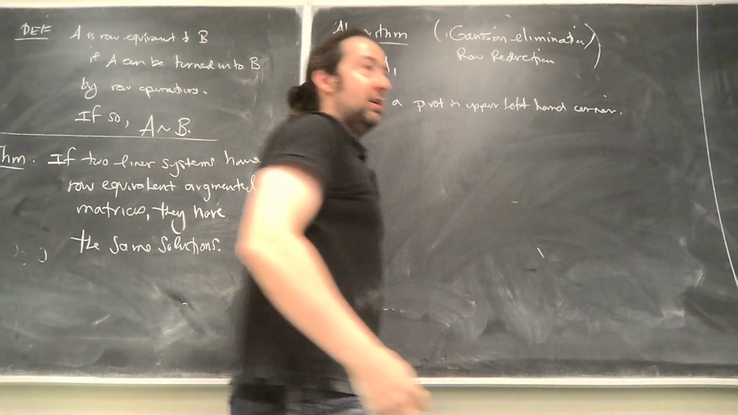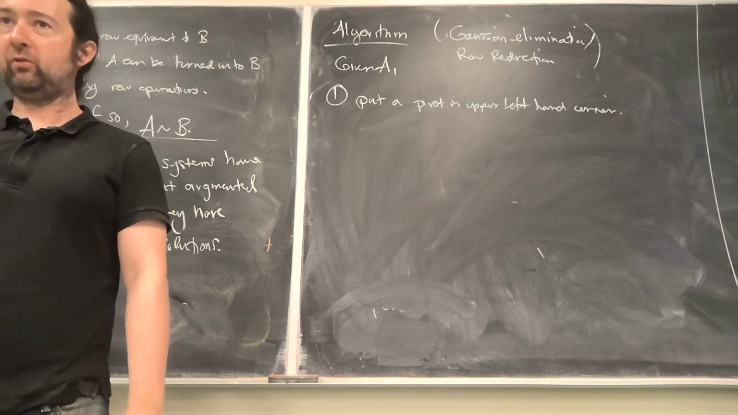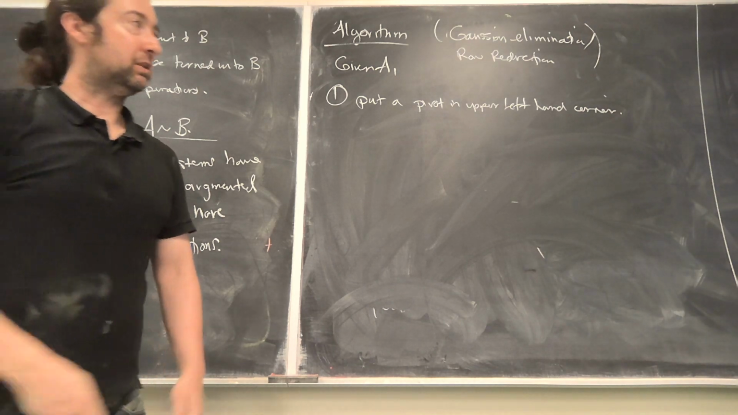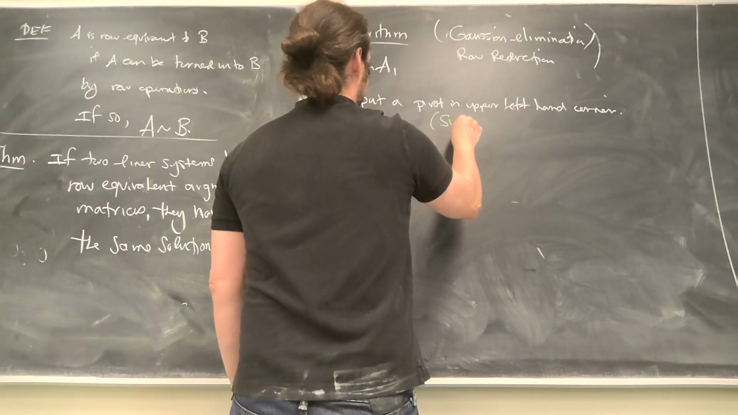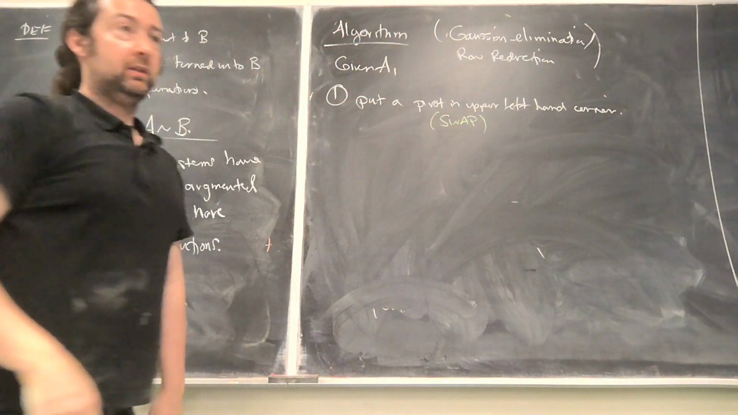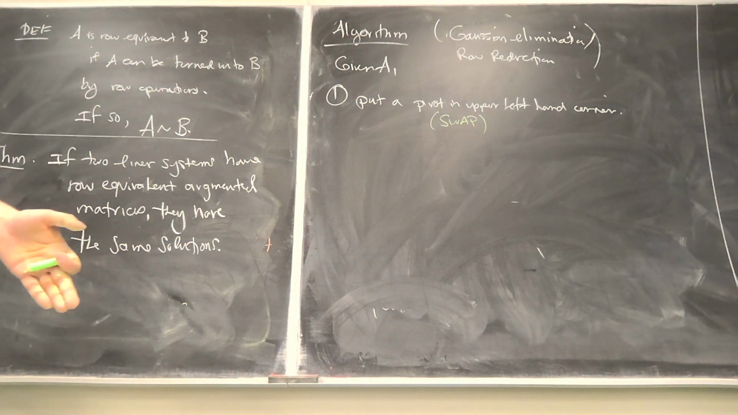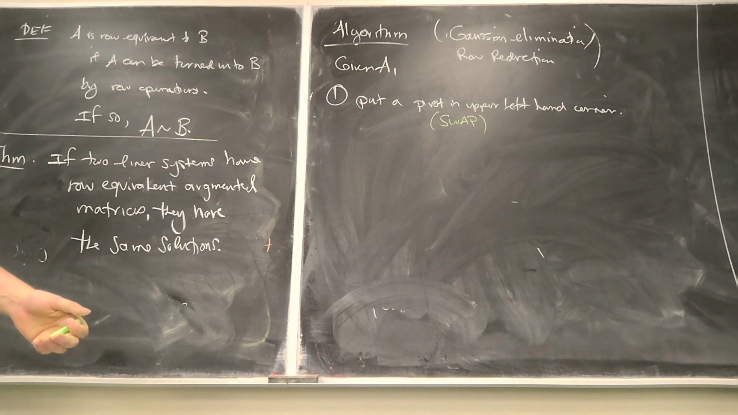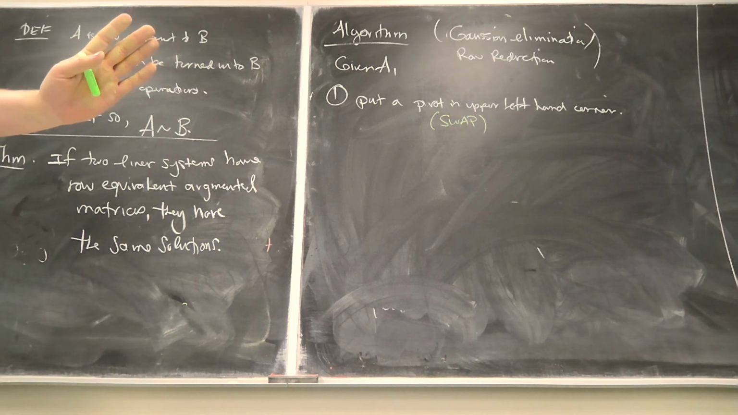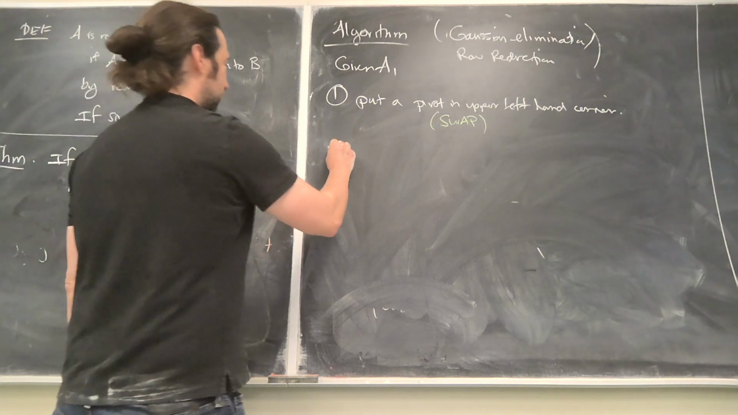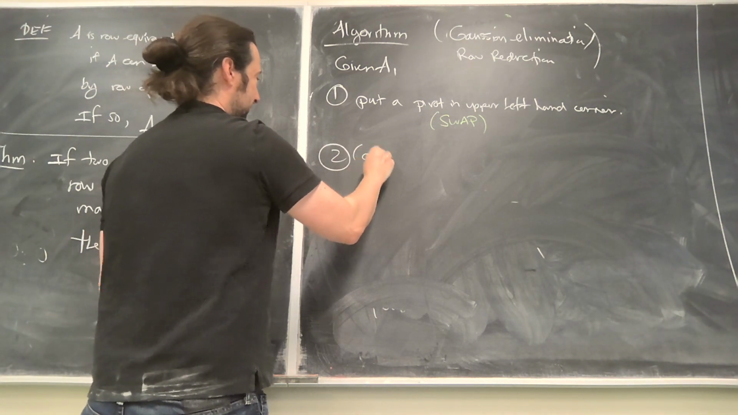Which really just means make sure there's not a 0 in the upper left-hand corner. This is done by row swapping, which there has to be. If there was a leading column of zeros, then the x has nothing to do with the system anyway, and you would just slide over and do it for the second column. Okay? Step 2, this is an optional step.